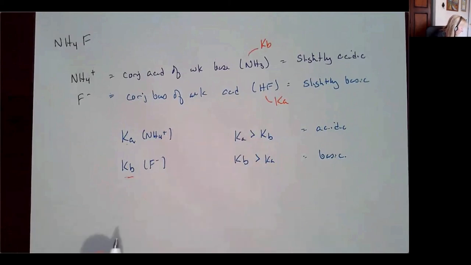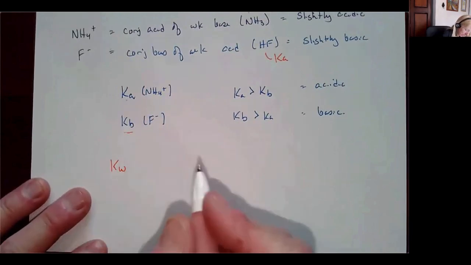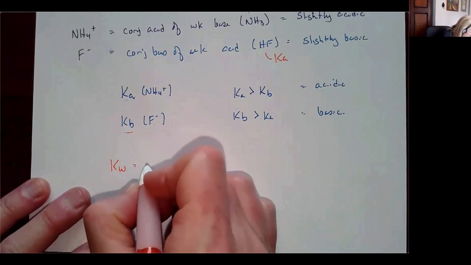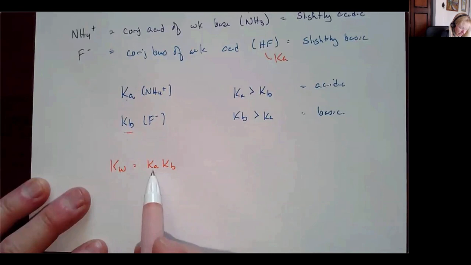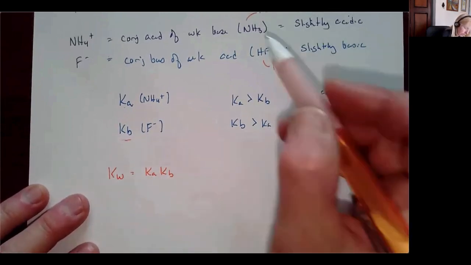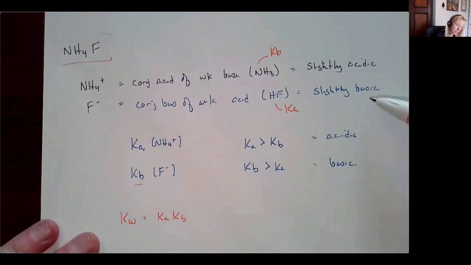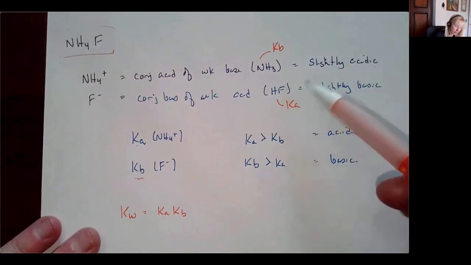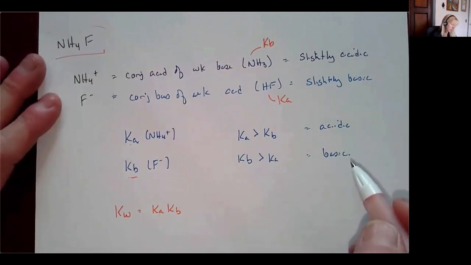There's a handy little shortcut that allows you to do that relates these together, and that's Kw. That's the autoionization constant for water, and it is equal to Ka times Kb. So for instance, if I'm given Ka and I want to find Kb, then I can just take Kw and divide by Ka, or vice versa. So if I have a scenario here where both of them are contributing, I'm going to want to back up, compare K values, and then I can see which one is greater. That's going to drive the pH of my overall solution.